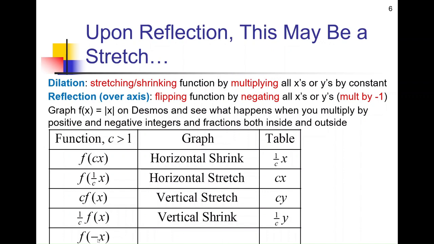And then if we have a negative inside, that gives us a horizontal reflection, which we couldn't see with absolute value, but we could with other functions. So that's going to change all the x values to negative. It's going to negate them. And then a negative outside the function gives us a vertical flip, which gives us all negative y values, or the negative of what they used to be. If they were negative before, now they're positive. So one thing to keep in mind is that reflections may not show if a function is symmetrical, especially over the y-axis. If it's symmetrical over the x-axis, then it's not a function because it fails the vertical line test.